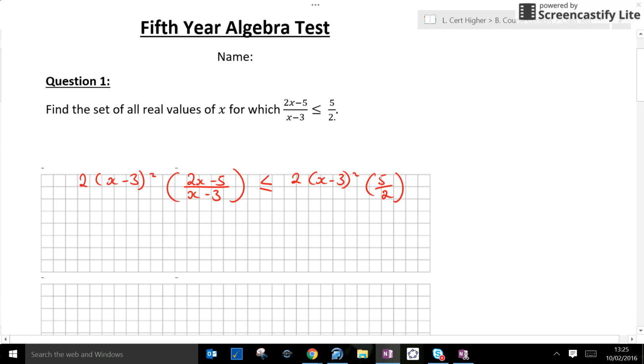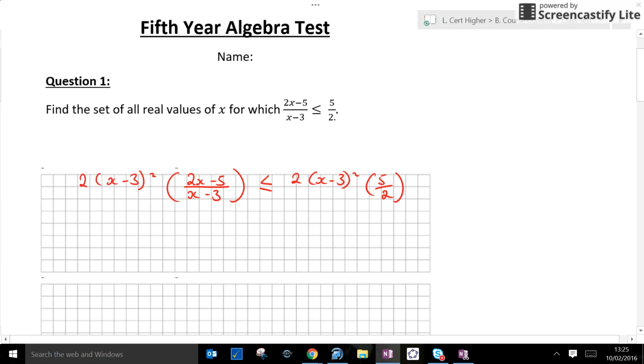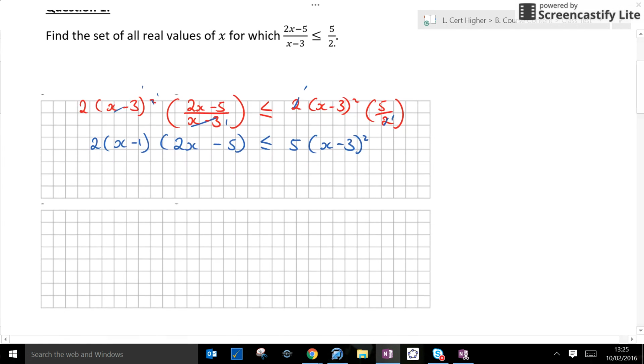Okay, now we have some common factors. On the left hand side, x minus 3 will go into itself once, leaving you with 2 by (x minus 3) by (2x minus 5), less than or equal to. On the right hand side, we have a common factor of 2 and 2, and we have 5 by (x minus 3) squared. Okay, 2 by x is 2x, 2 by minus 1 is minus 2, by 2x minus 5.